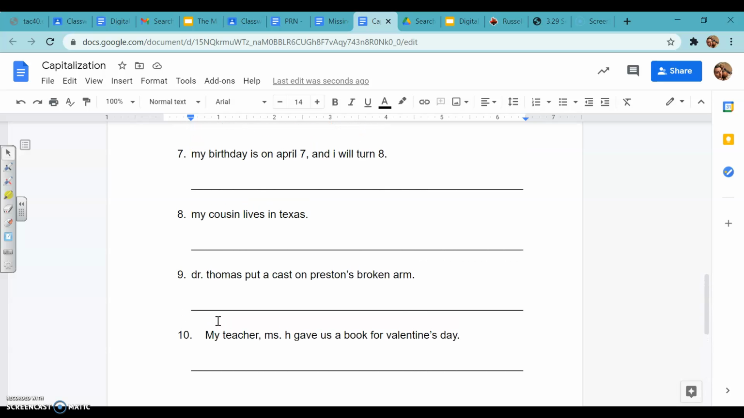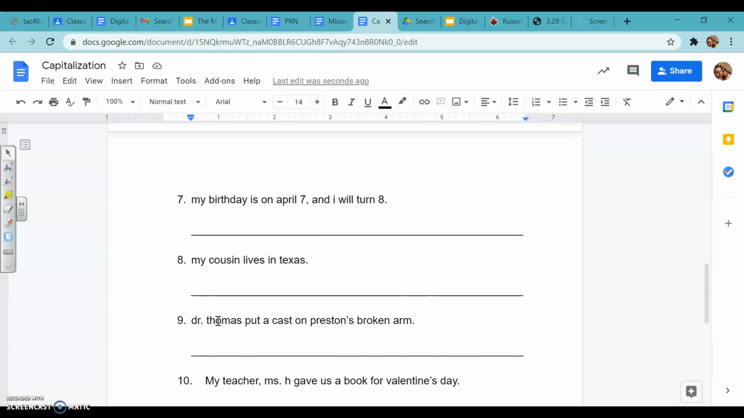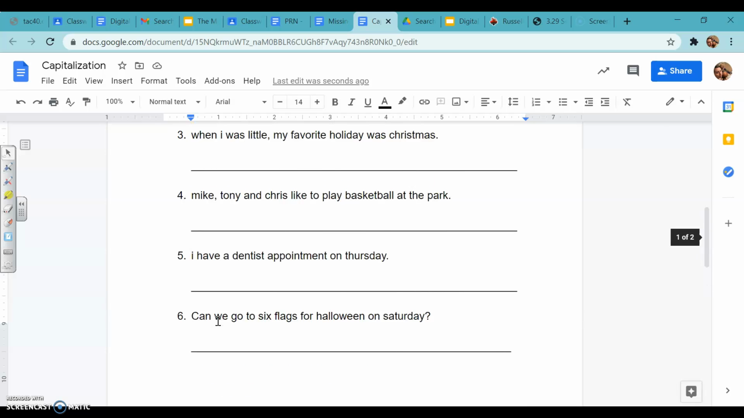Again, you're just going to underline the words that need to be capitalized and then type the sentence with the words that you underlined capitalized correctly underneath.